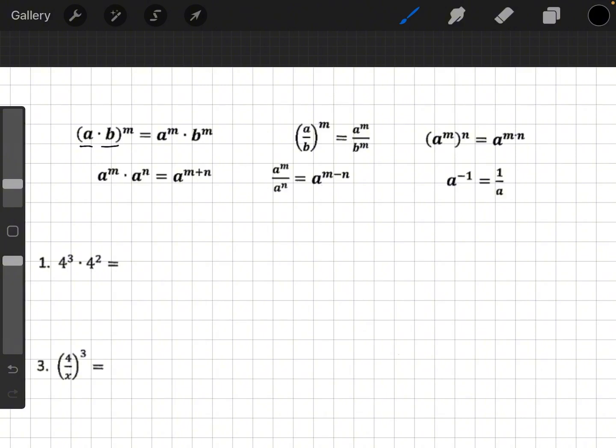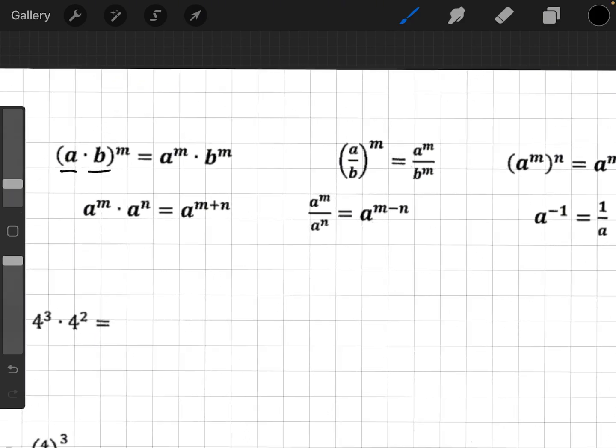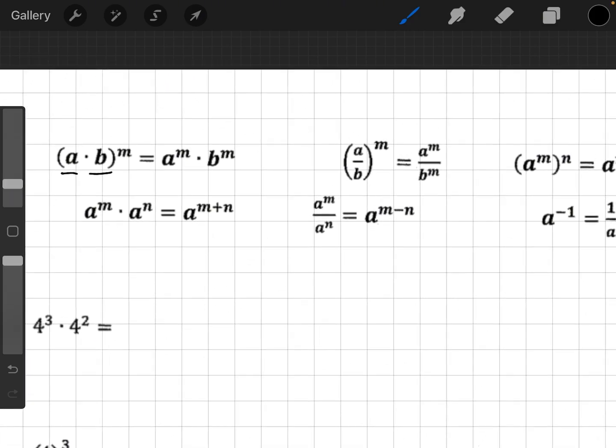(a times b) to the power of m equals a to the power of m times b to the power of m. Next, a to the power of m times a to the power of n equals a to the power of m plus n. So, both of these terms need to be the same in order for this condition to apply.